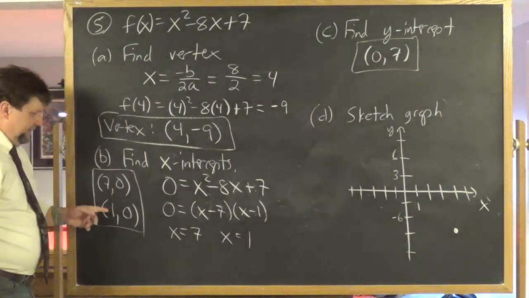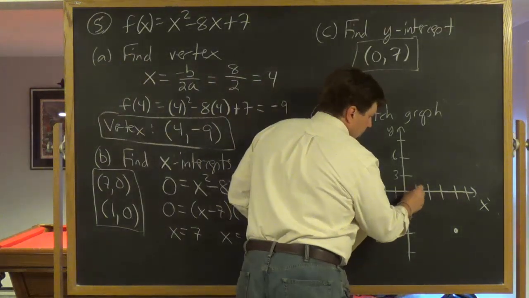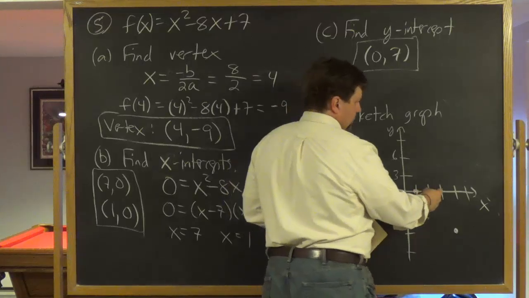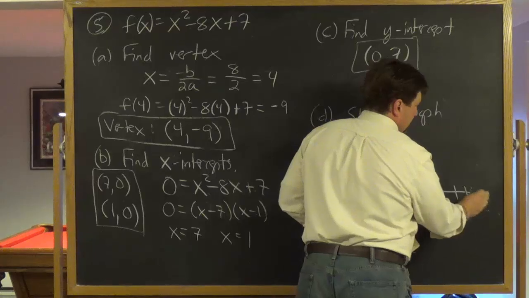X-intercepts are at 7, 0, and 1, 0. Well, here's 1, 0. 7, 0. Let's see. 2, 3, 4, 5. Oh, I got to extend my x-axis a little bit.